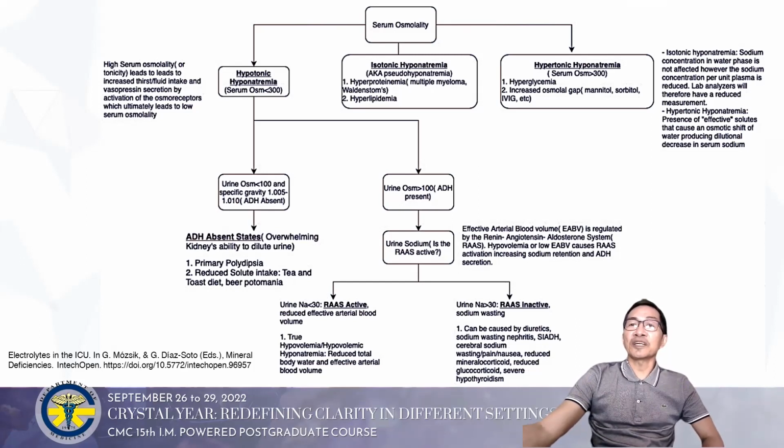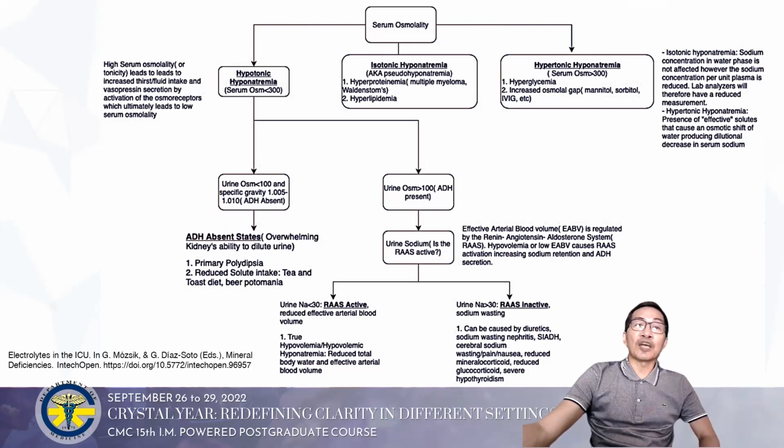Now, in isotonic hyponatremia, the sodium concentration in the water phase is not affected. However, the sodium concentration per unit plasma is reduced, leading to the hyponatremia. So the lab technicians detect this as a low sodium value. In hypertonic hyponatremia, meanwhile, there's a presence of effective solutes that cause an osmotic shift of water, producing dilutional decreases in serum sodium. So that's as far as hypertonic and isotonic hyponatremia.